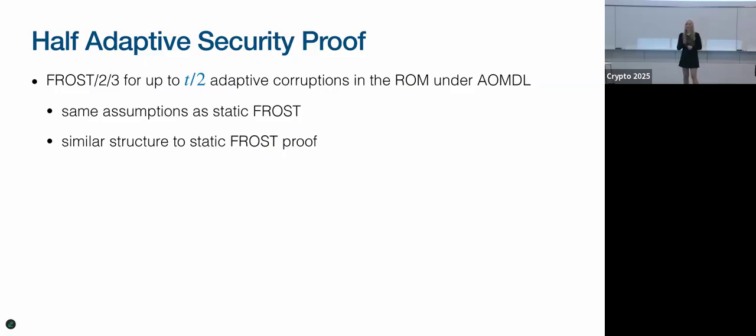So for Frost, we consider the half adaptive proof. So this is up to T/2 corruptions. And this we're able to prove in the random oracle model under AOMDL alone. Again, these are the same assumptions that are proven for static Frost. And I won't really give an overview of the structure of this proof, but for those of you who are familiar, the structure is very similar to the static proof for Frost under AOMDL. And you might notice that AOMDL is an interactive assumption. So it has that discrete log oracle. So this is exactly what allows you to kind of bridge the gap between the static and adaptive proof. You're able to use that oracle for the adaptive corruptions.